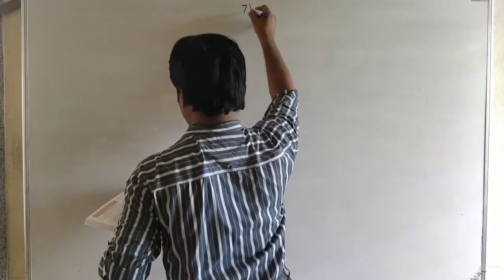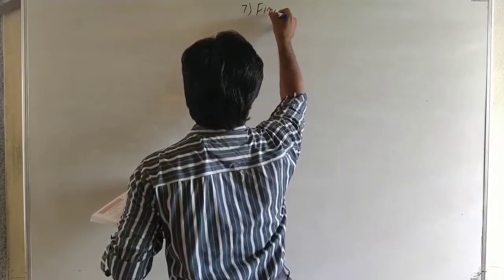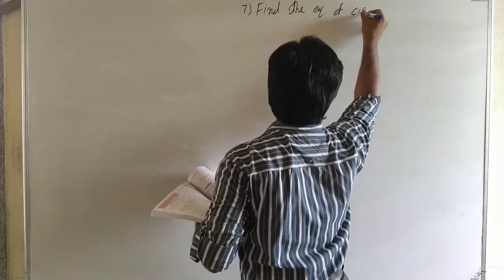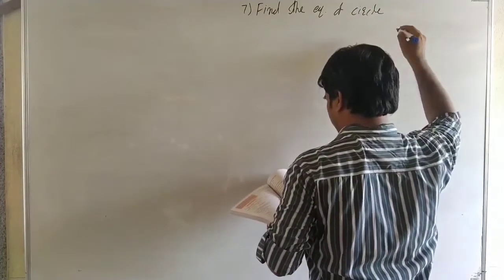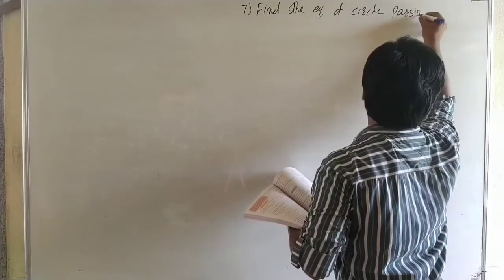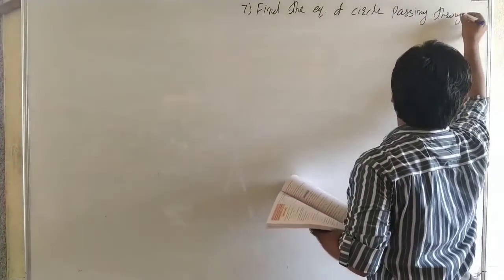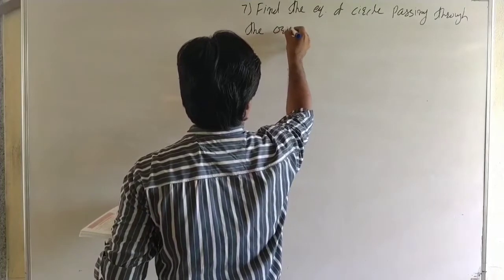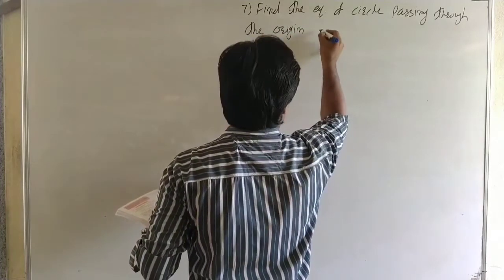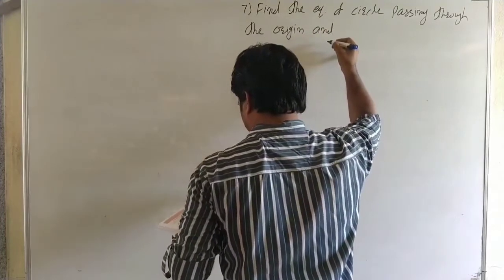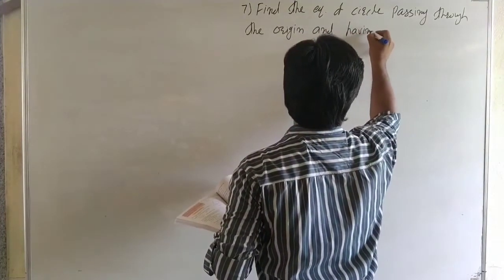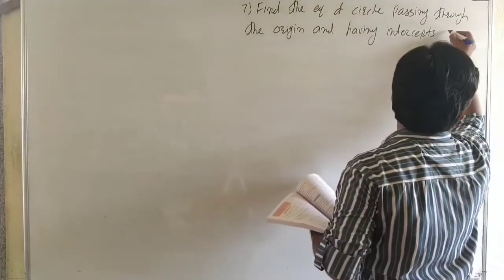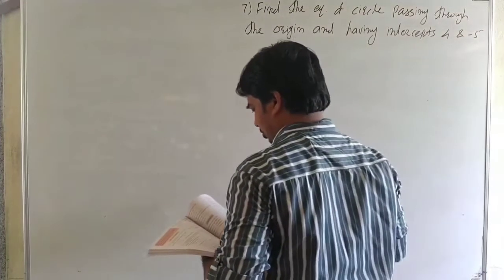Next example. Find the equation of the circle passing through the origin and having intercepts 4 and -5 on the coordinate axes.